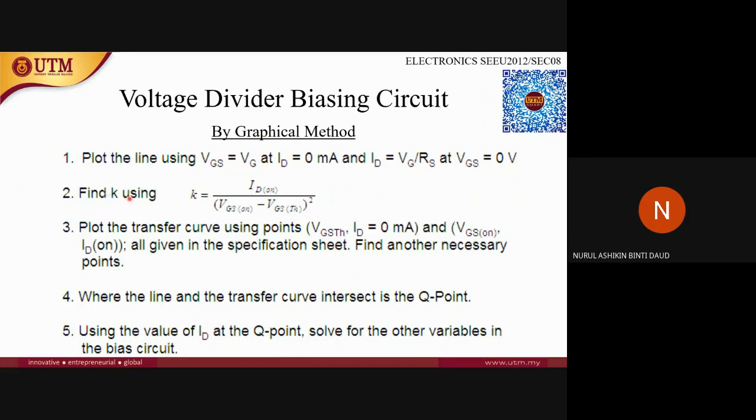So first, in order to draw the transfer curves, we need to find the K constant first. The K constant can be solved using the ID on value from just now, the formula from just now: ID on equals K times (VGS on minus VGS threshold) squared. Usually this value is given. If it is not given, then the K value is given to you. So either one is going to be given to you. All right, next, plot the transfer curves.